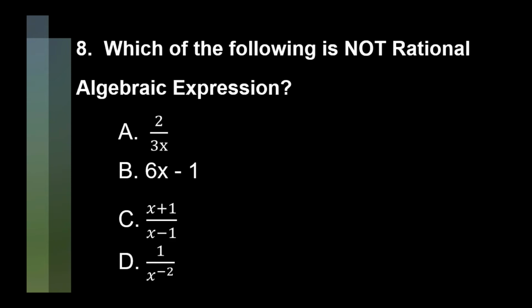Question number 8. Which of the following is not a rational algebraic expression? Letter A, 2 over 3x. Letter B, 6x minus 1. Letter C, x plus 1 over x minus 1. Or letter D, 1 all over x raised to the negative 2.